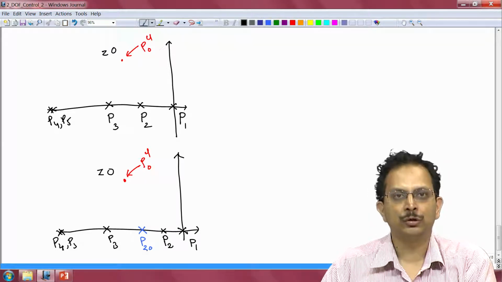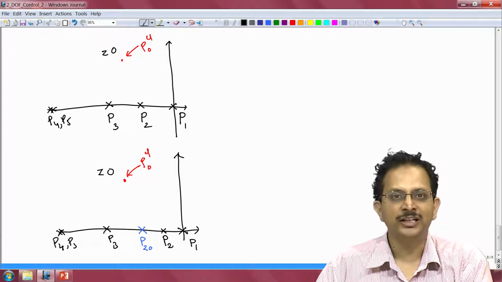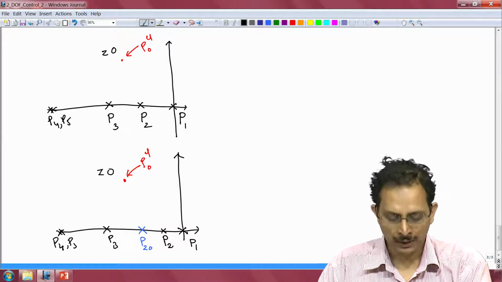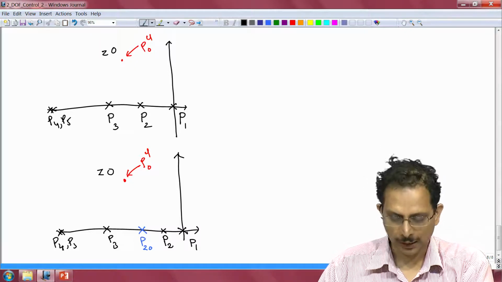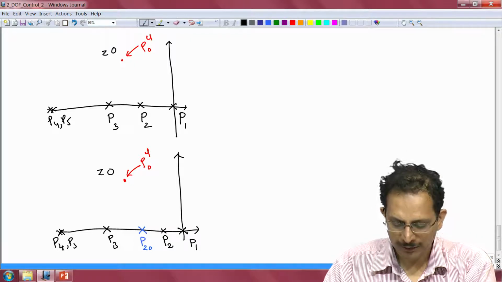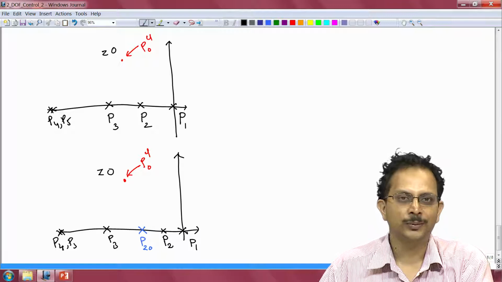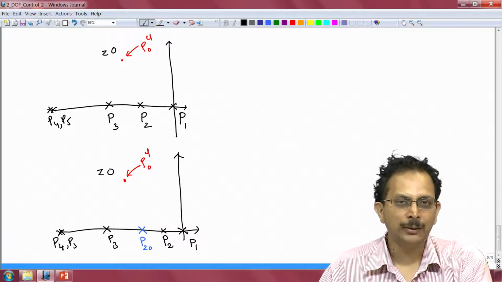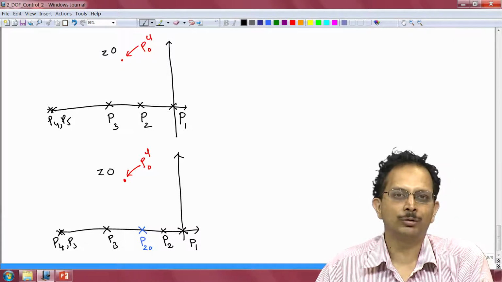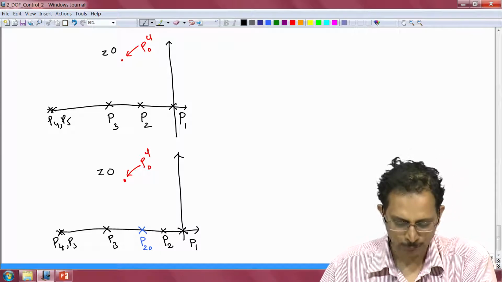So, nominally it is located at the point P2 naught, which is indicated by this blue cross here, but that is just its nominal position. The actual position of P2 can be anywhere between P1 and P3, because we assume in our specification that our plant pole can be anywhere between s is equal to 0 and s is equal to -2.